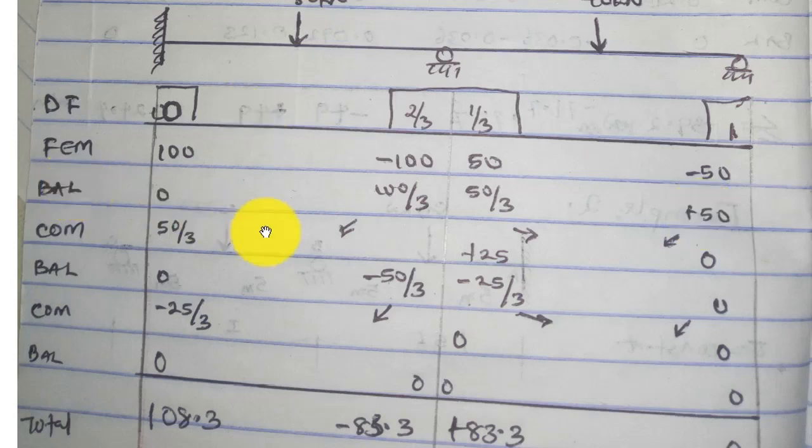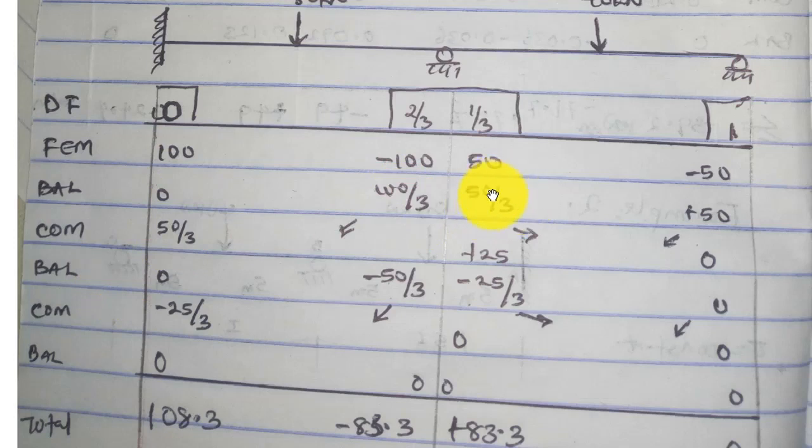Okay? So after balancing, the next thing is what? You carry over moments. So now, you don't have to carry over moments. You know, fixed is always fixed. It will never distribute. So we will not even talk to it. We just move to the next point, which is this point. We know this one will never distribute, so ignore it. Come to this one that can distribute. Right? So now, you can distribute. So what will you distribute to this side? Because this side is fixed, you distribute half of 100 over 3, which is 50 over 3.